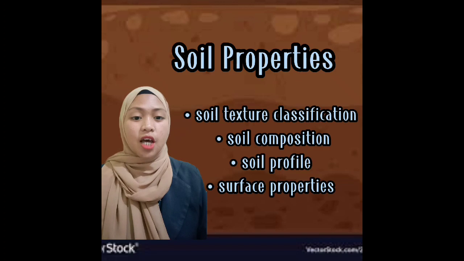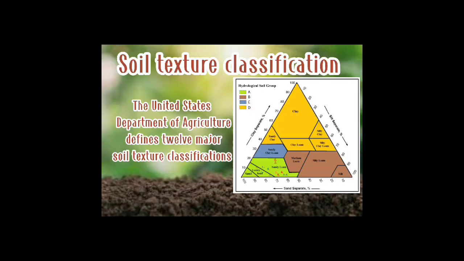There are 4 types of soil properties. First one is the soil texture classification, then soil composition, soil profile, and surface properties. The first one is the soil texture classification. The United States Department of Agriculture defines 12 major soil texture classifications, which are sand, loamy sand, sandy loam, loam, silt loam, silt, sandy clay loam, silty clay loam, sandy clay, silty clay, and clay.